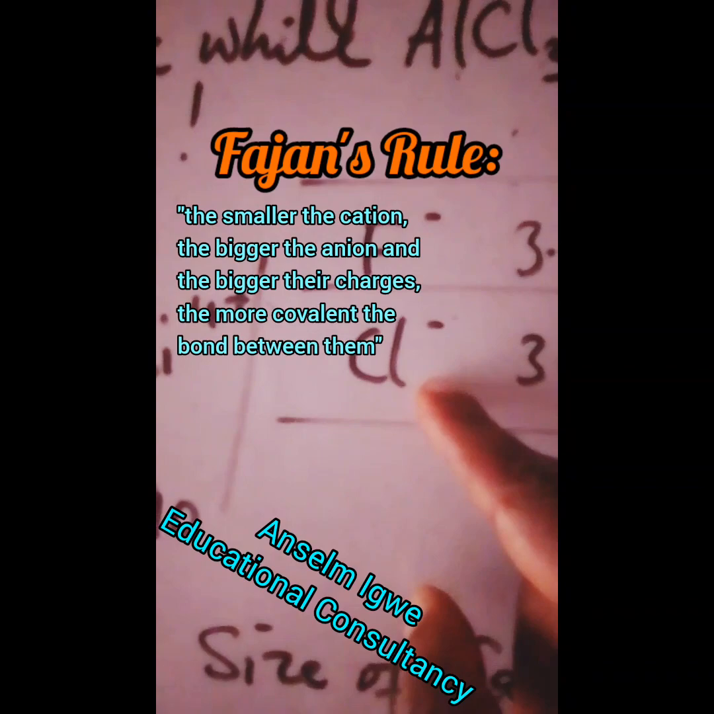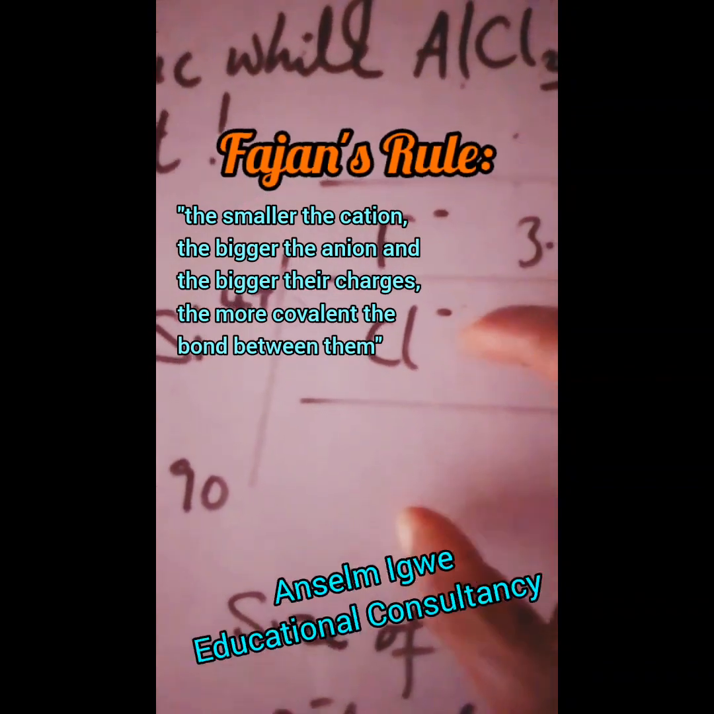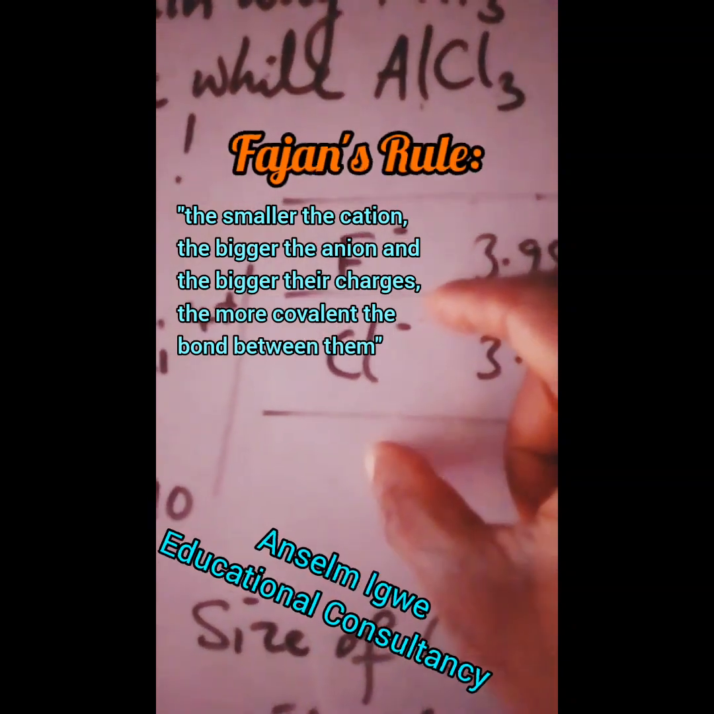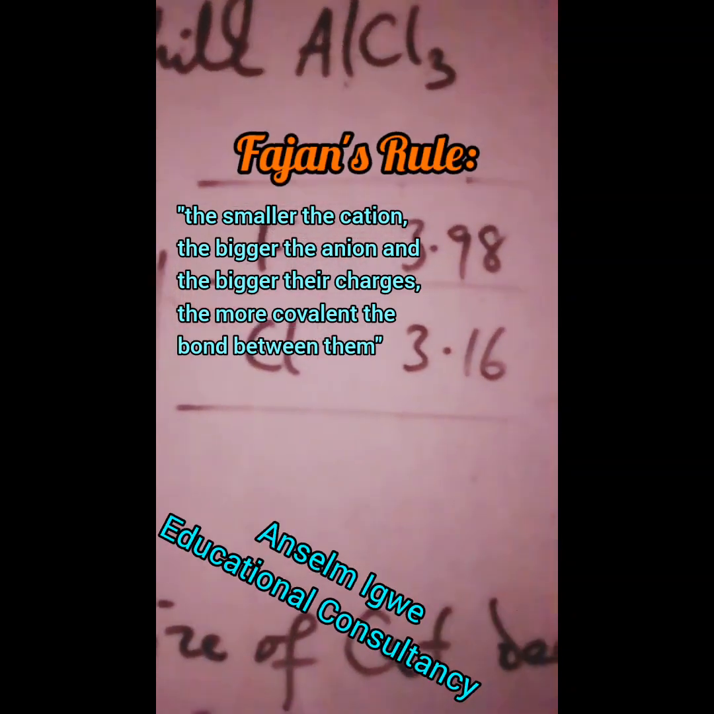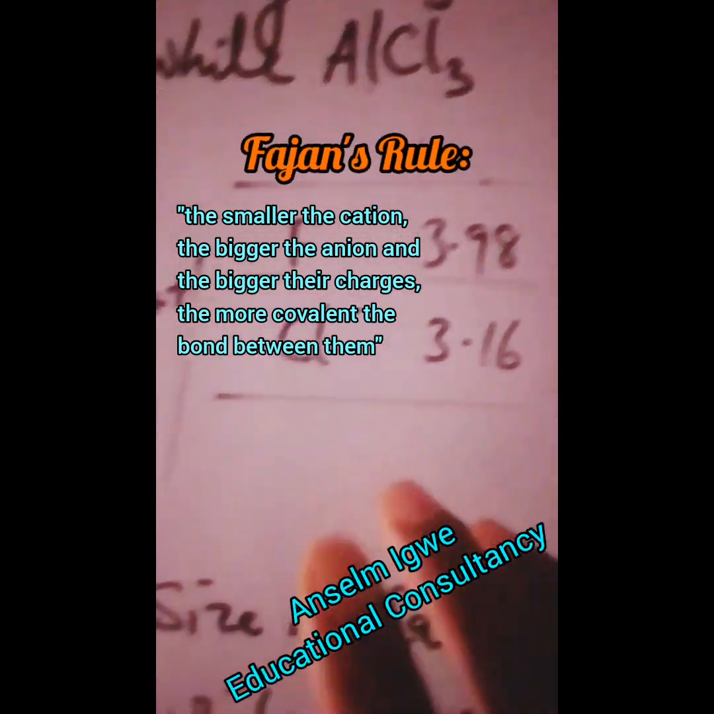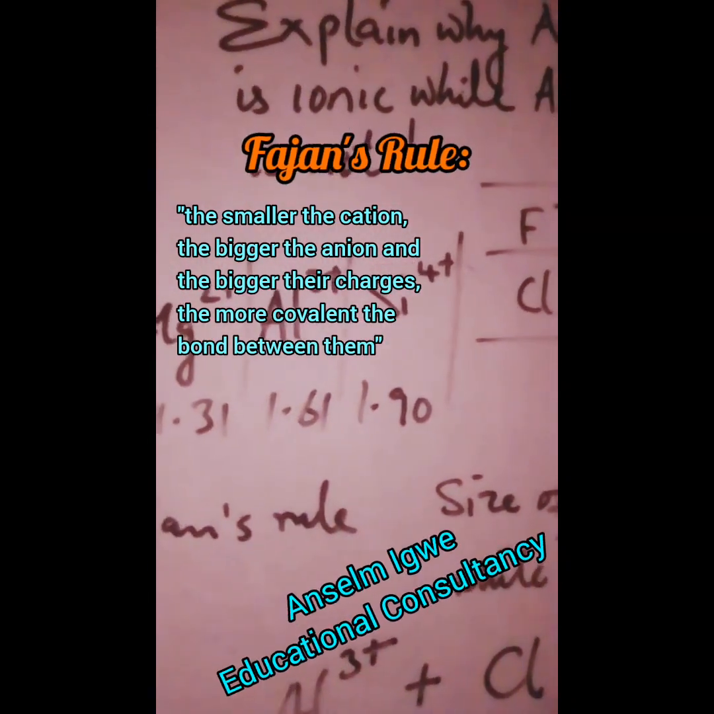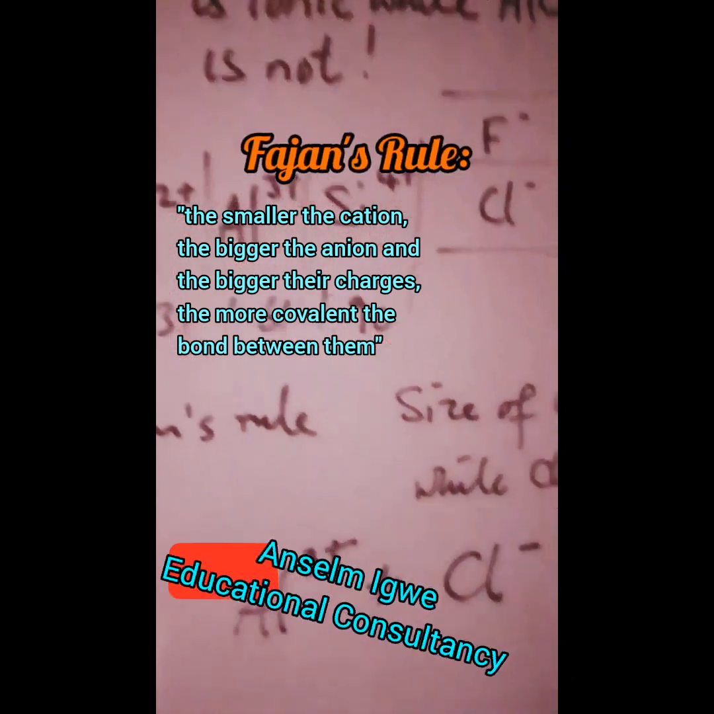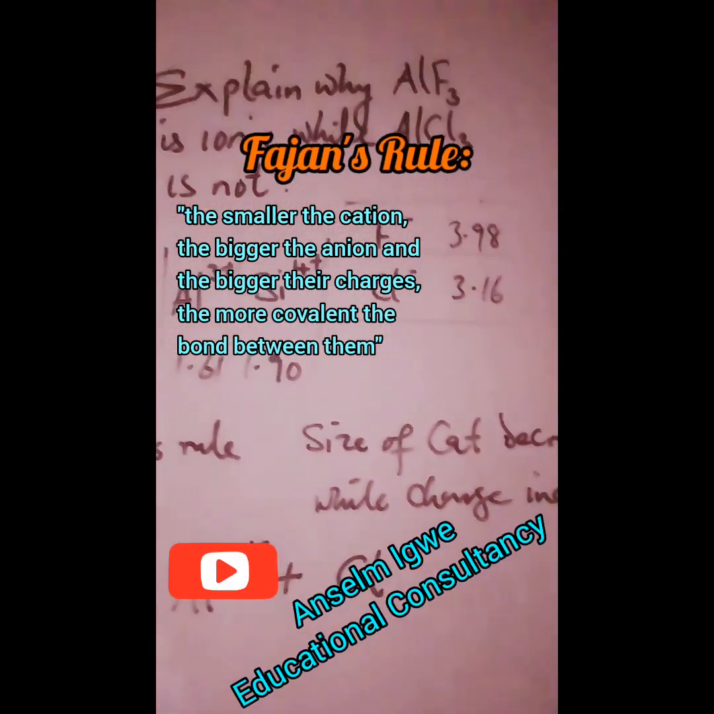And the size of chlorine being relatively bigger than the size of fluorine. As the size increases, the ability to accept electrons reduces, and that is the contributing factor towards the covalent nature of aluminium chloride. I hope you got it.